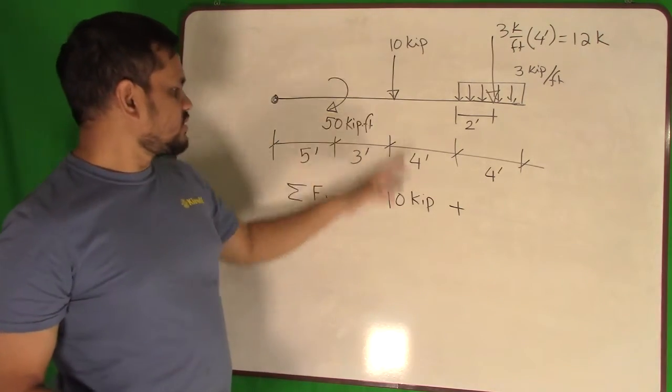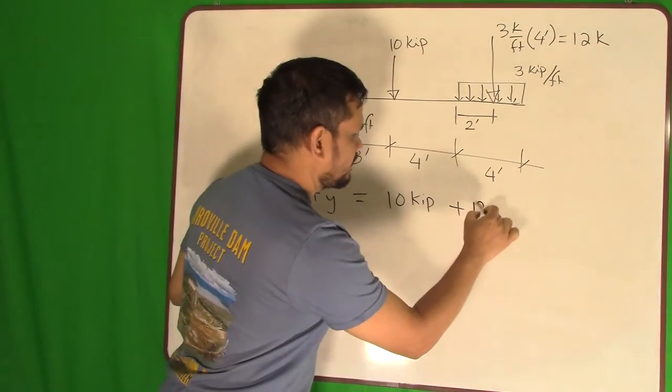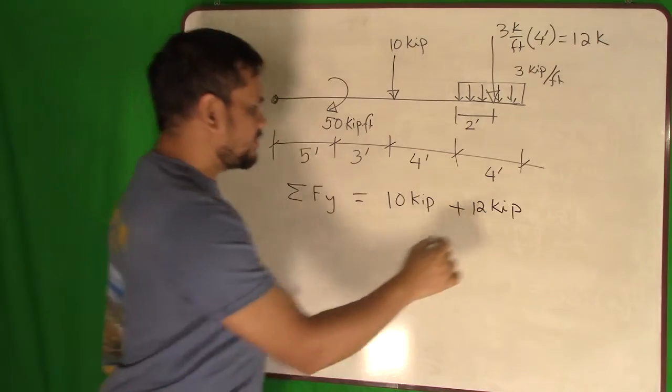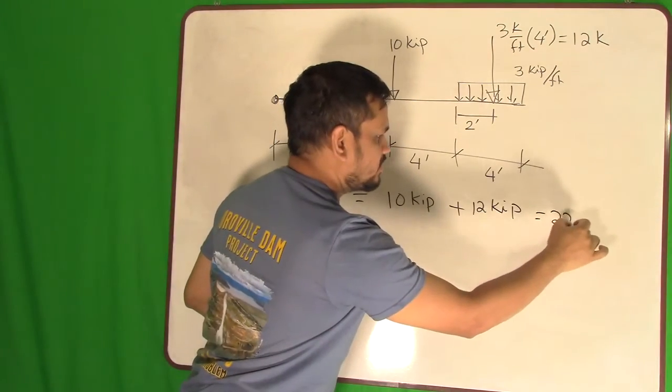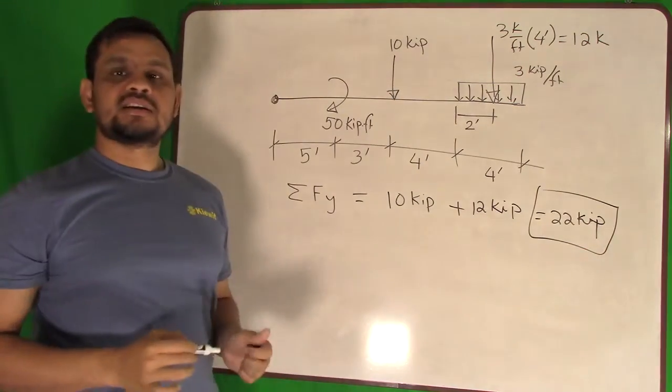Okay, so the first force is 10, then this force is 12 kip. If I sum up, I am getting 22 kip. So this is my resultant force.